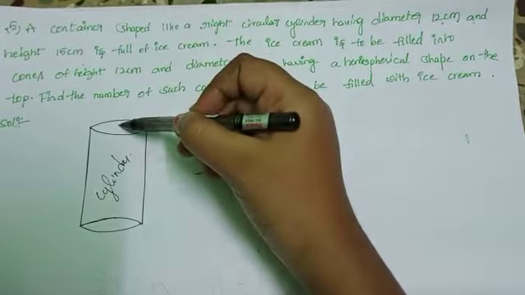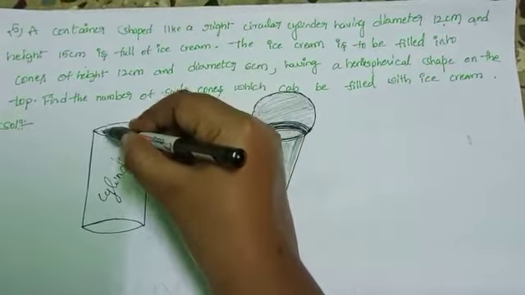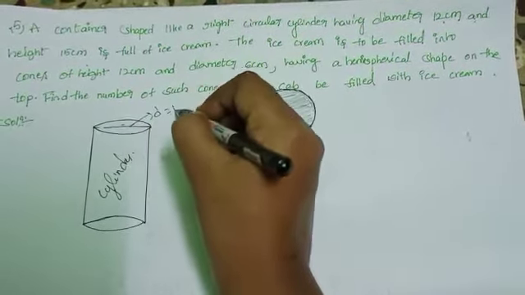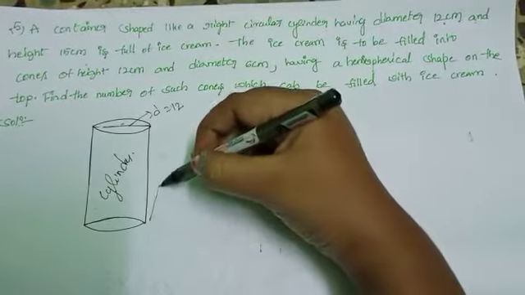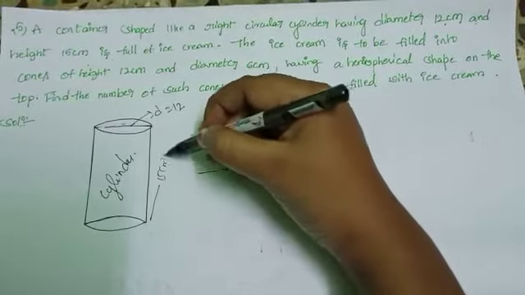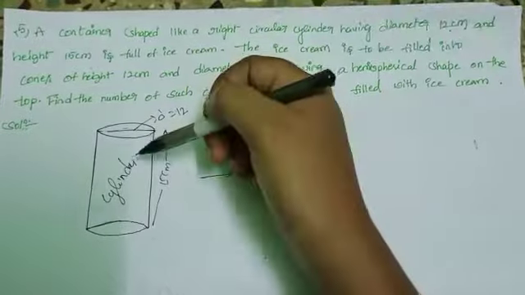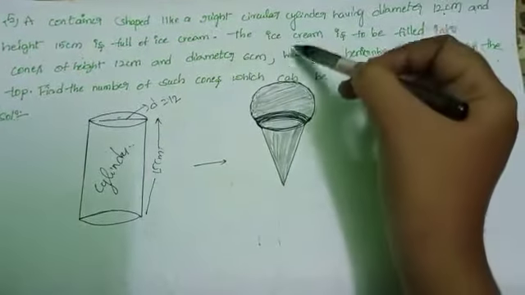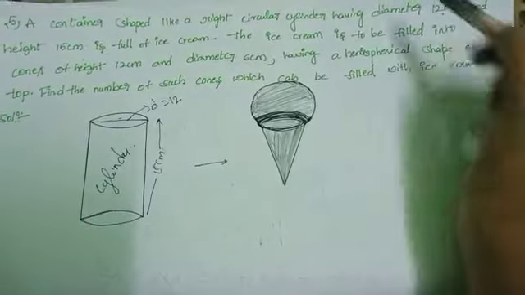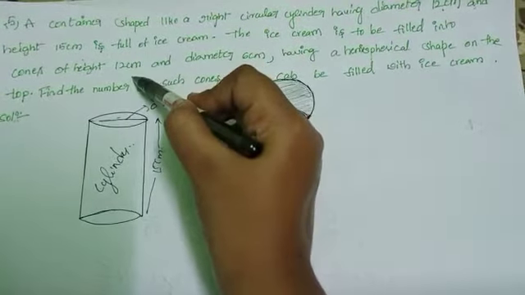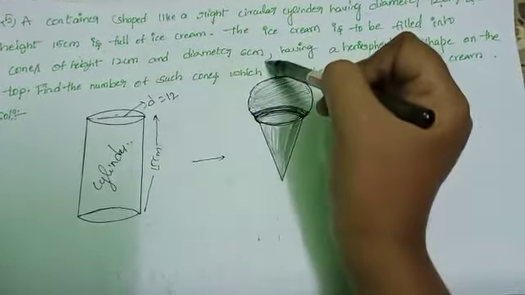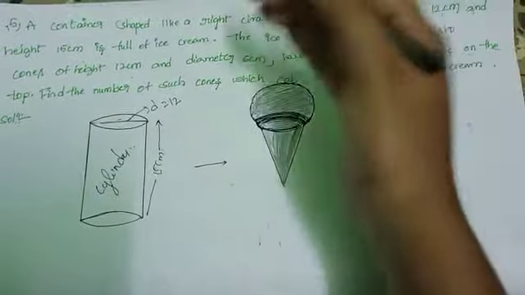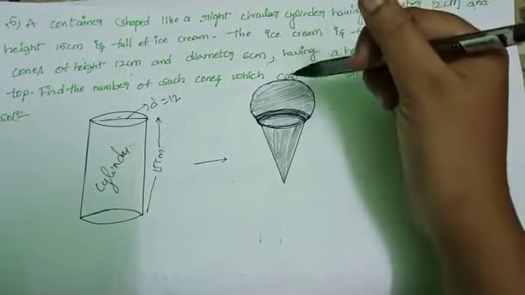Given the diameter of the cylinder is 12 centimeters and the height of the cylinder is 15 centimeters. The cylinder is filled with ice cream. The ice cream is to be filled into cones of height 12 centimeters and diameter 6 centimeters. This ice cream is filled into some cones.